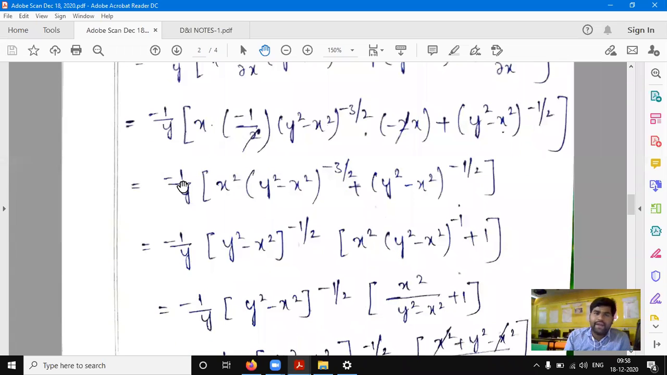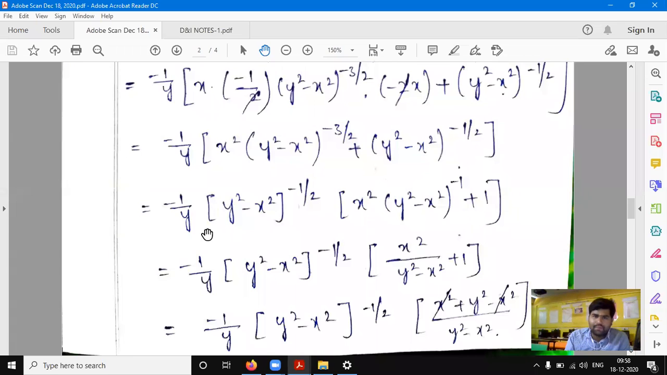Next step, minus 1 by y into, so here we have a minus. This minus and this minus becomes plus. So here one minus is there, and here also one minus is there. So minus into minus becomes plus, and x into x is x square. Okay, x square into y square minus x square all to the power of minus 3 by 2 plus this term, that is y square minus x square all to the power of minus 1 by 2.